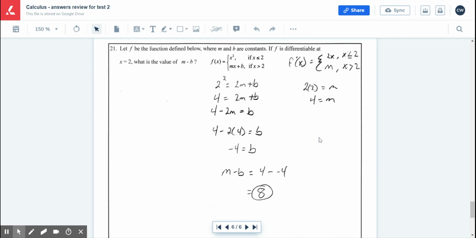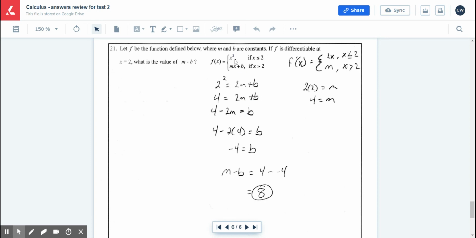hoping everybody gets this problem right on the test, because we've been over it many times and there's not much to it. First thing I need to do is plug in to both of these and set them equal. So I plug in 2, so there's 2 squared. I plug in 2, there's 2m plus b. Get one of the variables by itself. In this case, b is the easiest to get by itself, so I get 4 minus 2m is b.